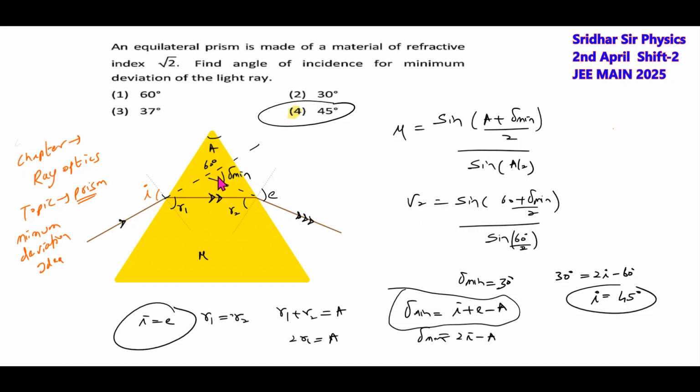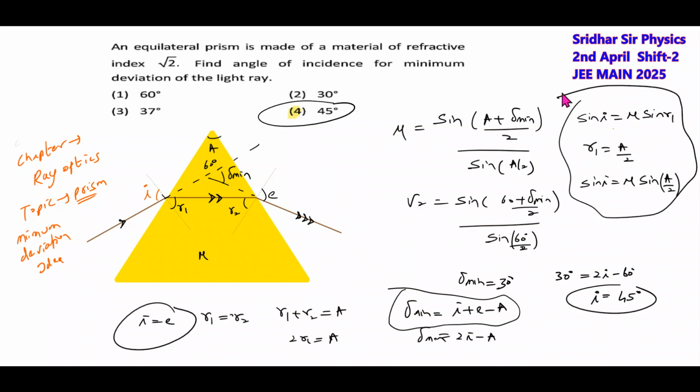Or you can also do one thing. We know mu, so you can calculate I here, because at minimum deviation sin I equals mu sin R1. At minimum deviation R1 will become equal to A by 2. So sin I equals mu sin of A by 2. Substitute this, solve, and you will get the answer. This is another method. You can use this or this one.